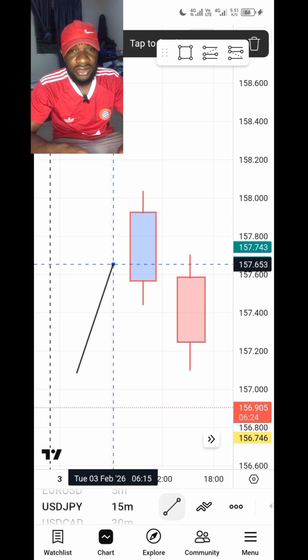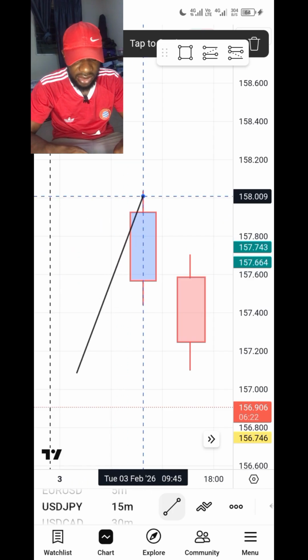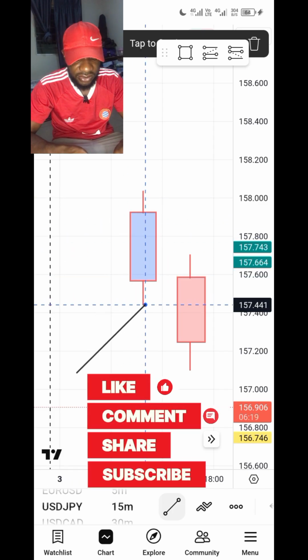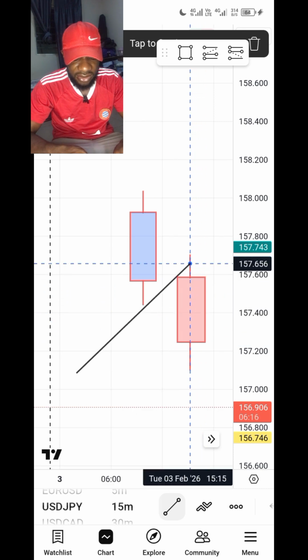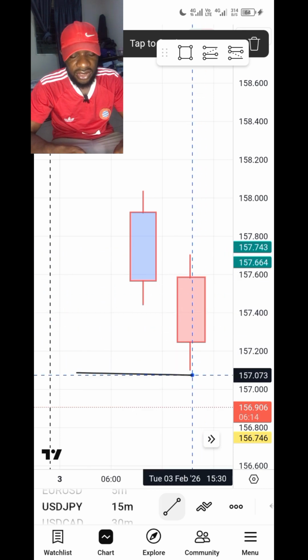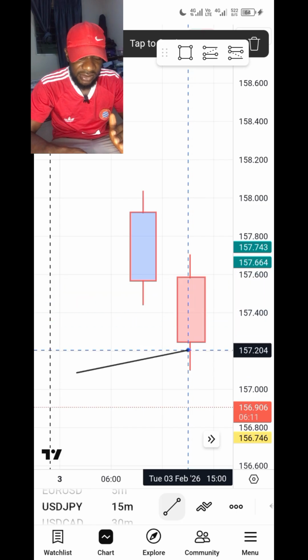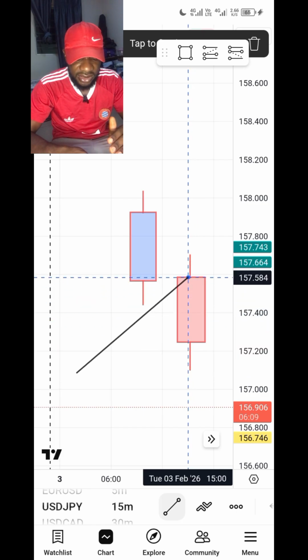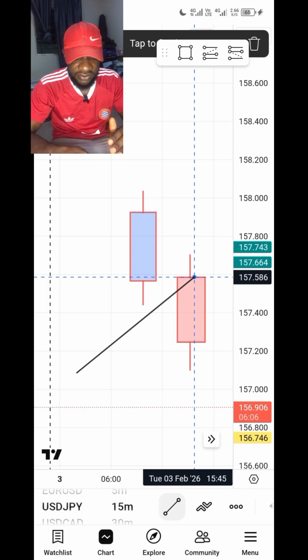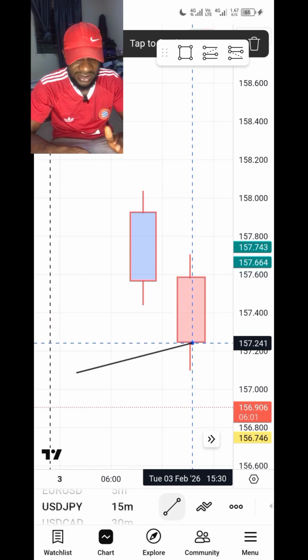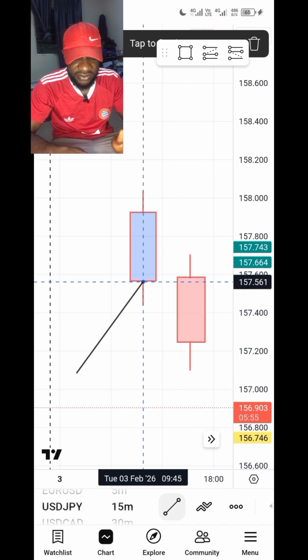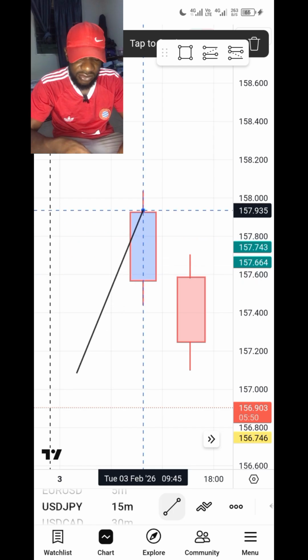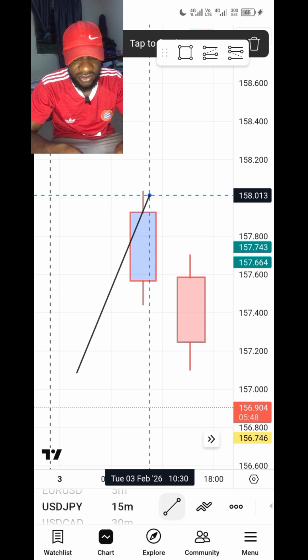But the highs and lows remain the same. This is the high of this candle and this is the low of this candle, while for this bearish candle, this is the high of this candle and this is the low of this candle. So wherever the body closes will determine it. If price starts at 157.586 and closes below that price, it is a bearish candle. Likewise, if price starts from 157.561 and closes above it, that is a bullish candle.